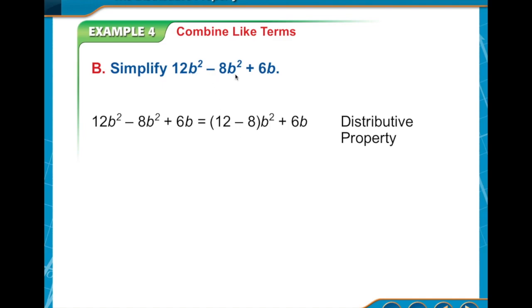What do both of these terms have in common? They both have a b squared. So we put that on the outside. On the inside, we have what's left, 12 minus 8. Now we can simplify this 12 minus 8. That gives us 4. So what are we left with? 4b squared plus 6b. And now we're done because b squareds and b's don't match up. That is our final answer for 4b. We use the distributive property to take out what's in common, simplify, and write that answer there.